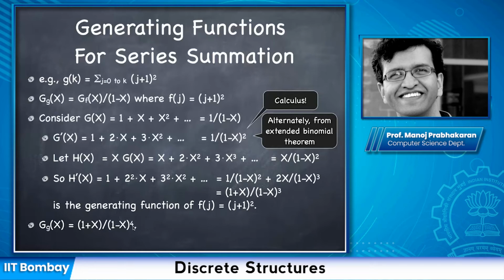Okay. So we got the generating function, and now how do I get the closed form? Well, this is 1 divided by (1 minus x) to the power 4. You can use the extended binomial theorem to get the coefficient of x to the power k, and same you can do with x divided by (1 minus x) to the power 4. You can use the extended binomial theorem, and then you can add this. So I'll leave it as an exercise to use the extended binomial theorem to compute the coefficient of x to the power k in this, and that would give you a closed form for this summation.